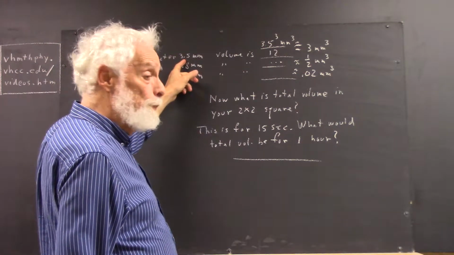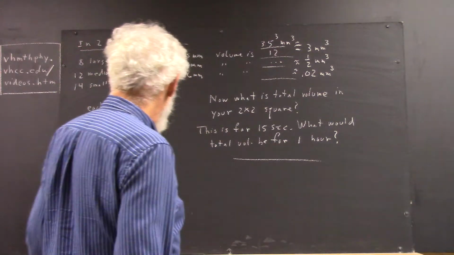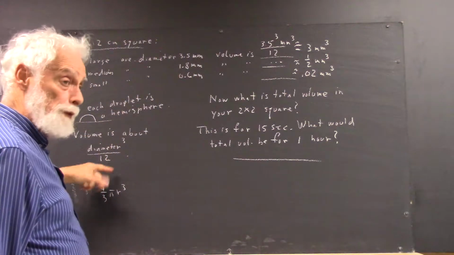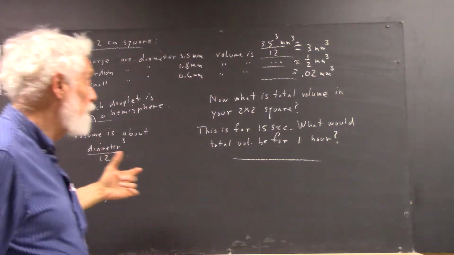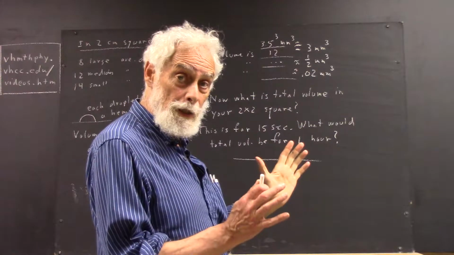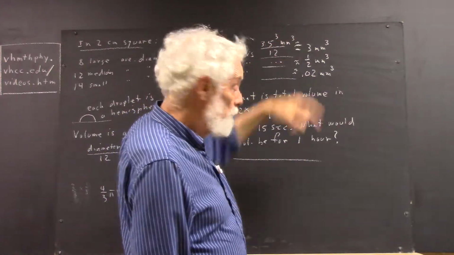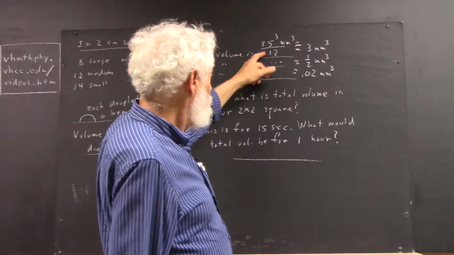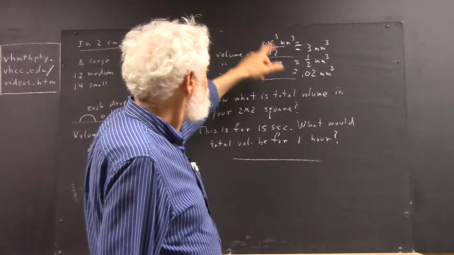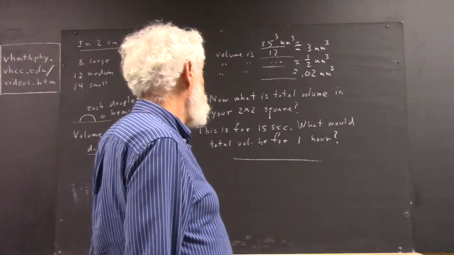Okay, so if the diameter is 3.5 millimeters, then we're going to do diameter cubed over 12 using this approximation. We're going to do 3.5 millimeters, and we're going to cube that, which is going to give us 3.5 cubed millimeters cubed. And that's going to be divided by 12. Well, I multiplied that out and found that that's pretty close to 3 millimeters cubed.